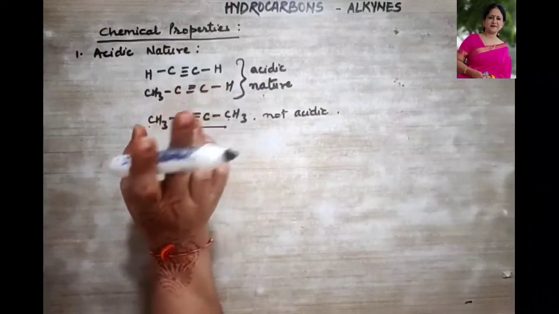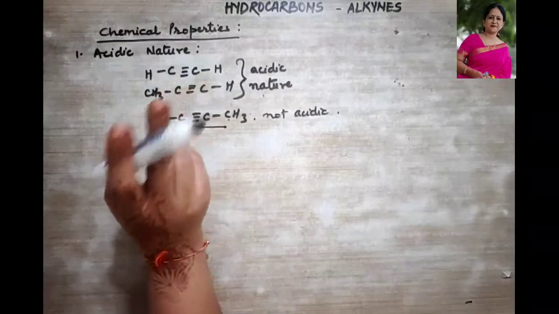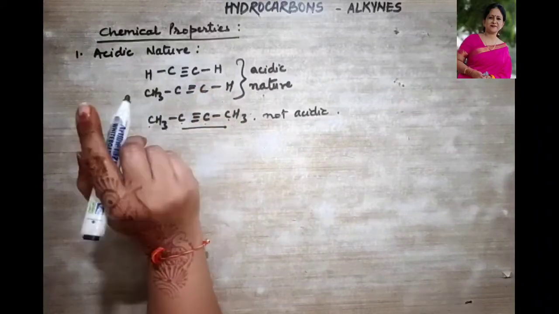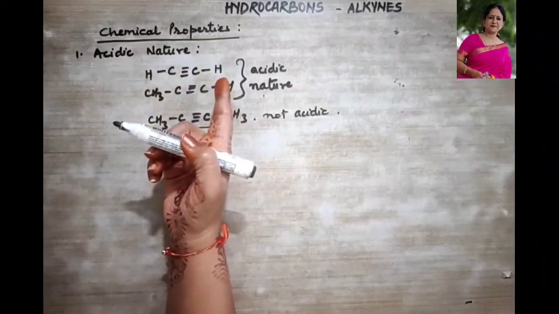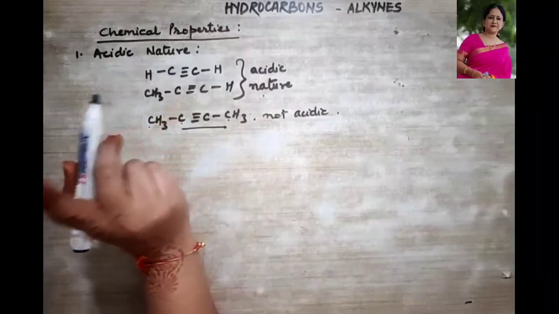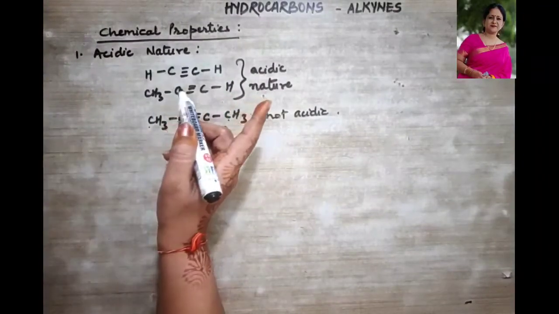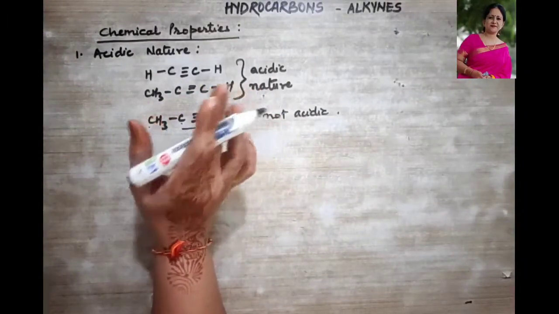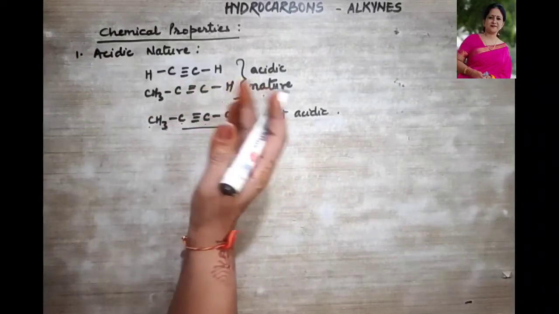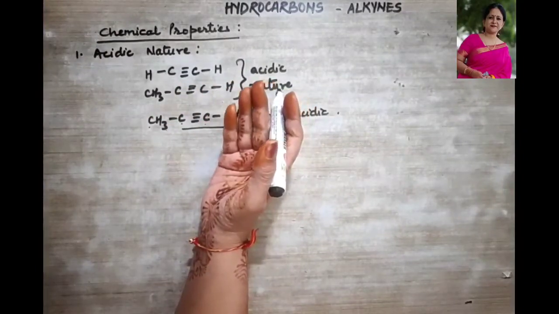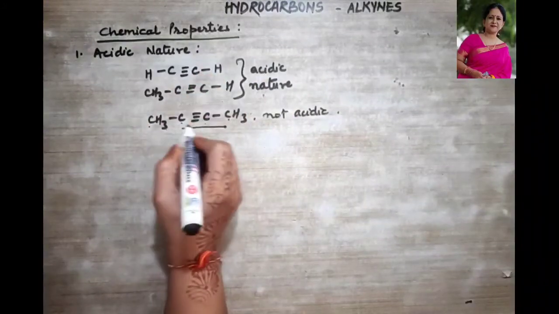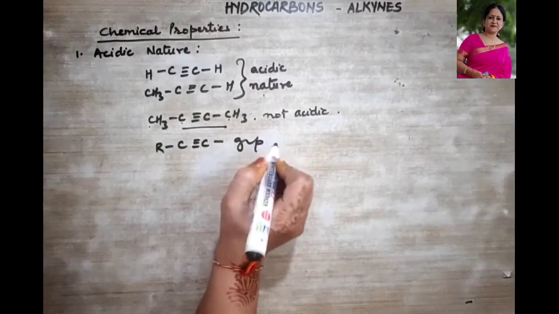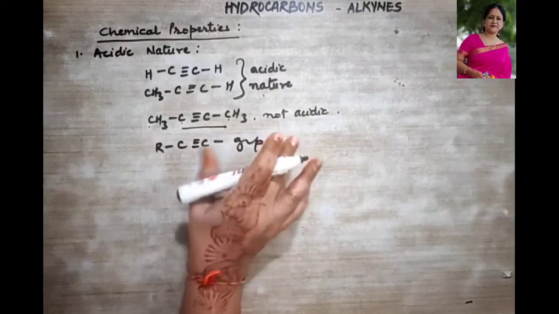Now we should know that an sp hybrid orbital has more s character. How much? 50%, as compared to sp2, which has only 33% of s character, whereas sp3 has only 25% of s character. Clear? And we also know that electrons of the s orbital are nearer to the nucleus. They are strongly held over there. Therefore, all your RC triple bond C groups are highly electronegative in character.